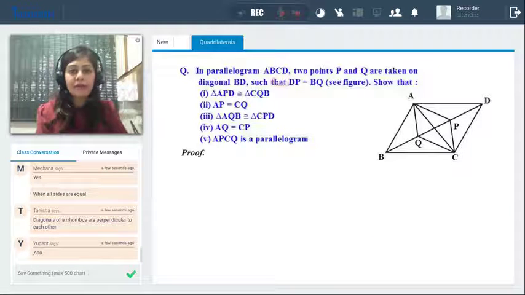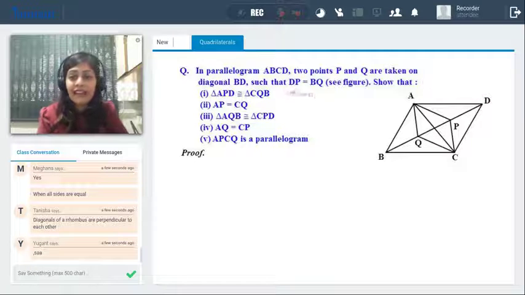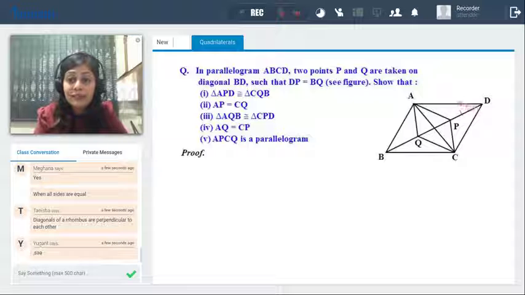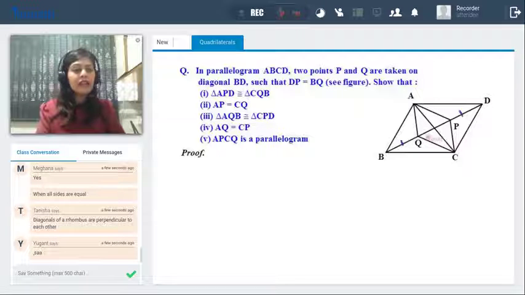In parallelogram ABCD, two points P and Q are taken on diagonal BD. So we have diagonal BD, and P and Q are just two random points on that diagonal. Next, such that DP. Students, pay attention. What is given? DP is equal to BQ. I've marked that for you. DP and BQ are equal to each other. Let's move one by one. There are 5 steps for this sum.